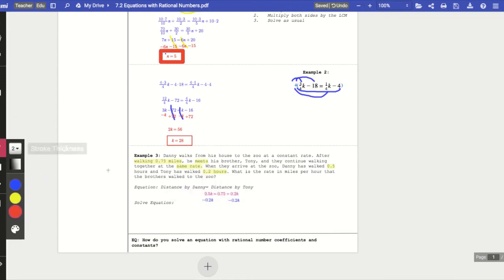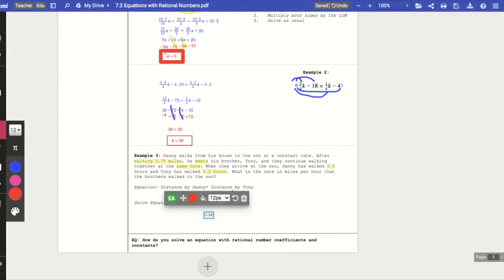All right, and then I subtract. That gets out. So then 0.5 minus 0.2 is going to give me 0.3h. So 0.3h equals 0.75. Just divide by 0.3. And 0.75 divided by 0.3 is 2.5. So then I have that their rate is 2.5. So what that means is that they are walking 2.5 miles per hour.